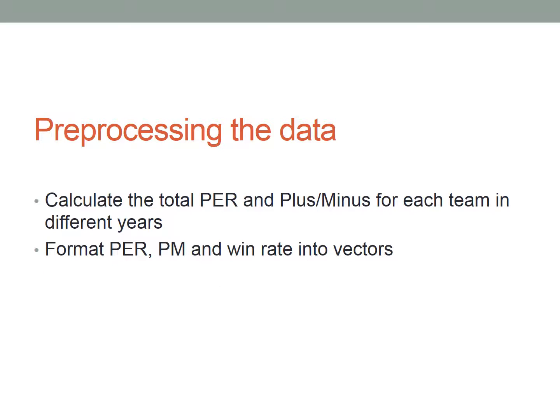So now we can calculate the total PER and plus and minus for each team in different years, just based on the 12 players we've just sorted. And finally, don't forget to format the PER, PM, and the winning rate into vectors so that we can deal with them more easily.